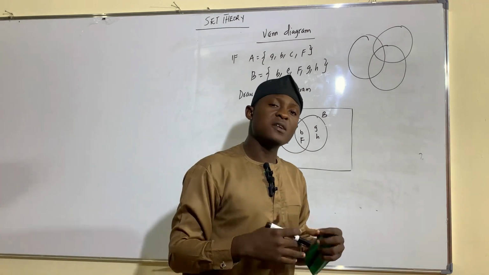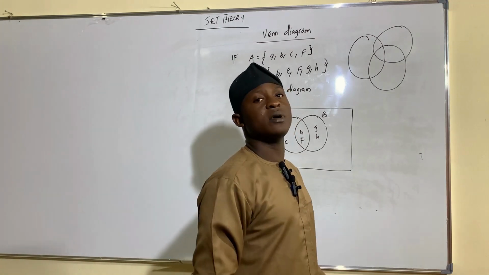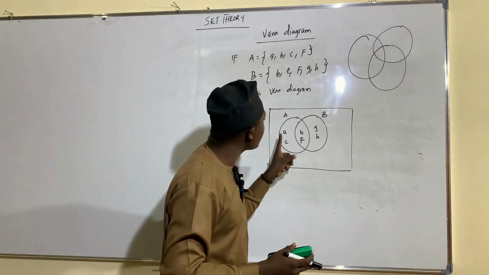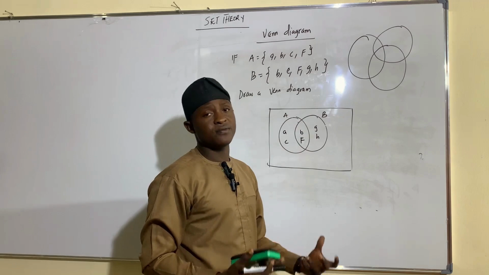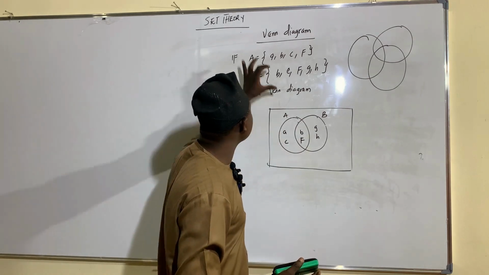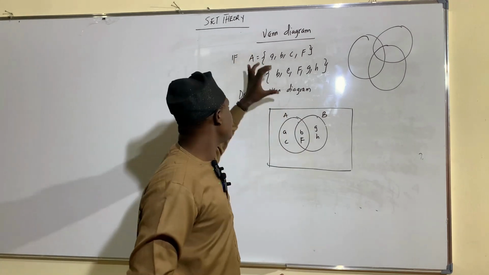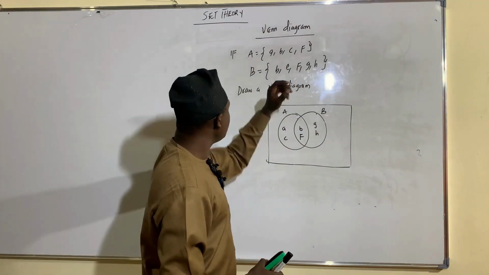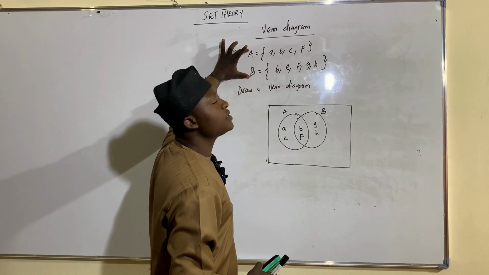You understand? It can even be in the form of numbers. In some cases, we can have some numbers outside. Maybe we are given the universal set, and we discover that some elements of that set don't appear in either of the two sets. So we can make use of the area outside here, meaning maybe those elements do not appear in both sets.